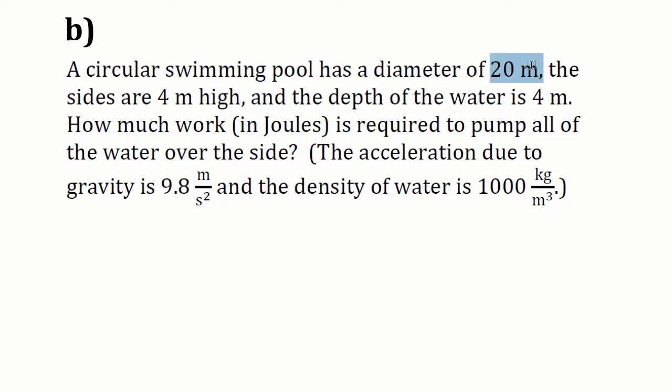Now in this problem, unlike part A, we are switching back to using the SI units for every measurement. A circular swimming pool has a diameter of 20 meters. The sides are 4 meters high, and the depth of the water is 4 meters, so it's completely full of water. How much work in joules, of course, since we're back in SI units, is required to pump all of the water over the sides?